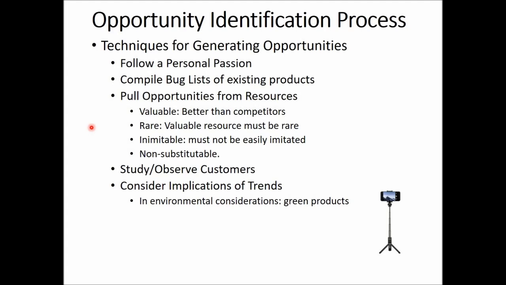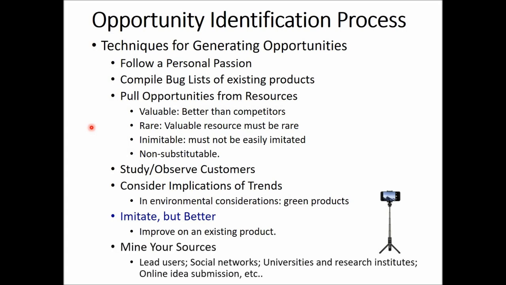And then consider implication trends. For example, nowadays there is a trend for green products. So if you can make your product a green product, you can easily penetrate into certain markets, and you can imitate but make it better. So improving the existing products through imitation but making it better.